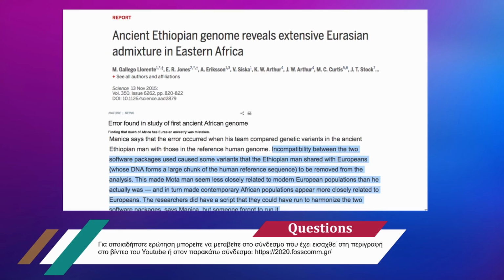This is another high-profile paper. It is from Science. Someone indicated that there is an error, and they said, yes, sorry. I'm reading the last sentence over here, which says the researchers did have a script that they could have used to fix this problem, but someone forgot to run it. This is in amazing high-profile papers, and it's happening very commonly.